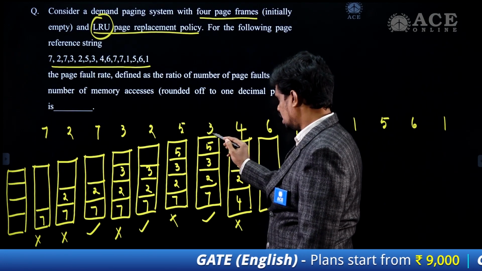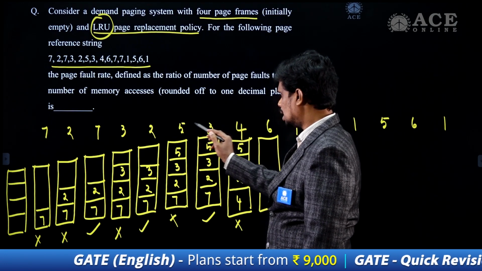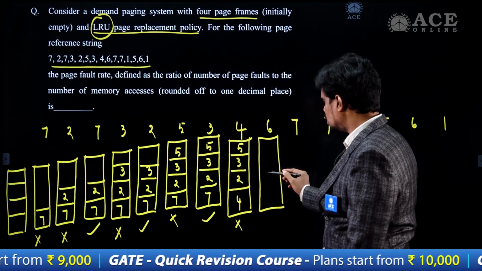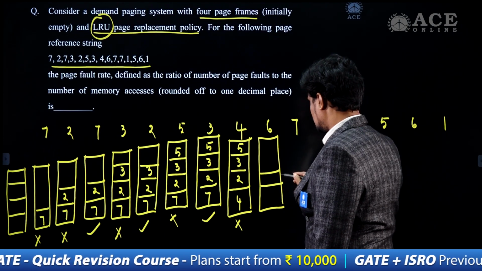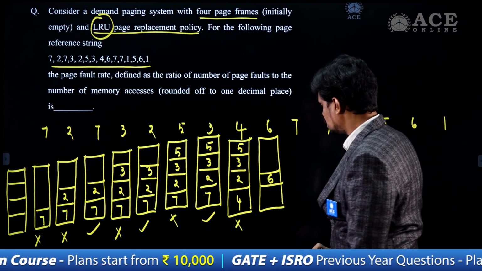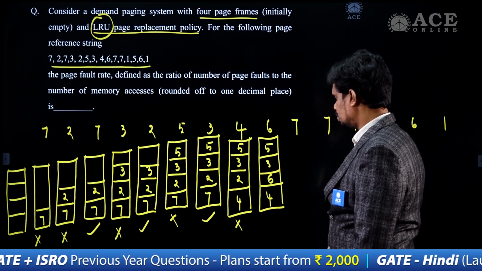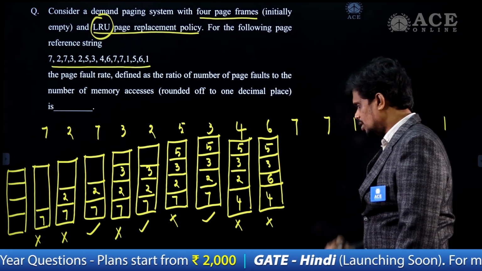After 4 and 3, the next most recently used is 5. So comparatively, among 4, 3, 5, page 2 is the least recently used, so 2 is the victim for the replacement here. So 2 will be selected for the replacement by 6, and 4, 3, 5 can continue here. So this is also a page fault.